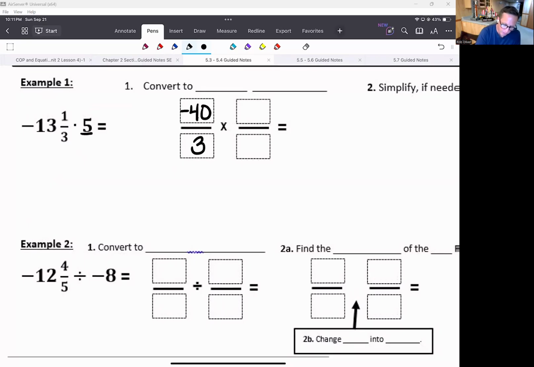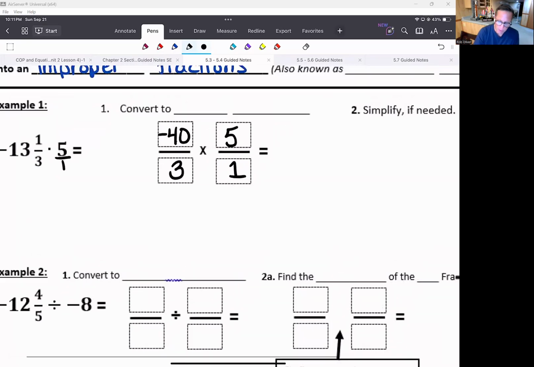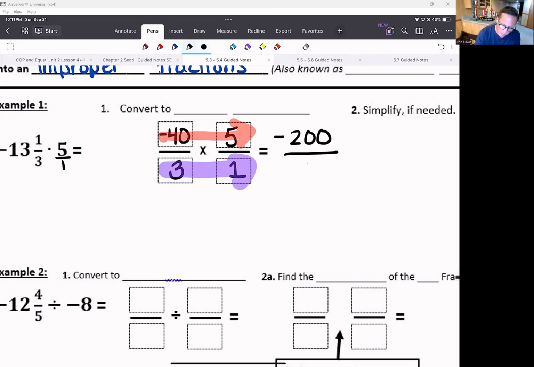All right, now this is just 5 over 1, so that's what I'm going to write here. 5 over 1. Now we don't flip anything when it's just straightforward multiplication. So just multiply left to right. Okay, so that is what we're going to do. Multiply left to right. Negative 40 times 5 is negative 200. And then 3 times 1 is 3.